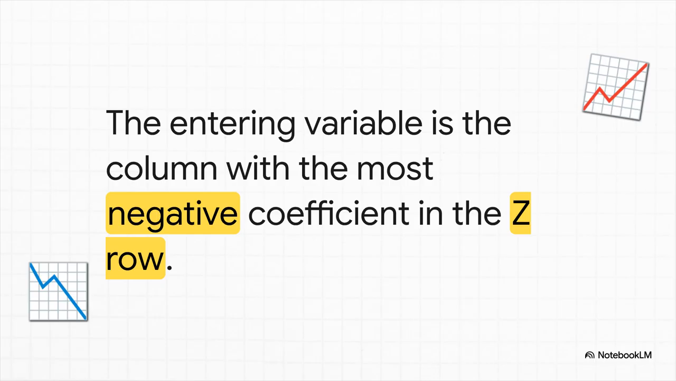So if we know we can make more profit, the big question is, which product do we make first? Your entering variable is the column with the most negative coefficient in that row 0. This right here is your strategic hack. Choosing the most negative coefficient guarantees you're picking the product that gives the absolute fastest rate of improvement to your bottom line. It's pure ROI, guys.